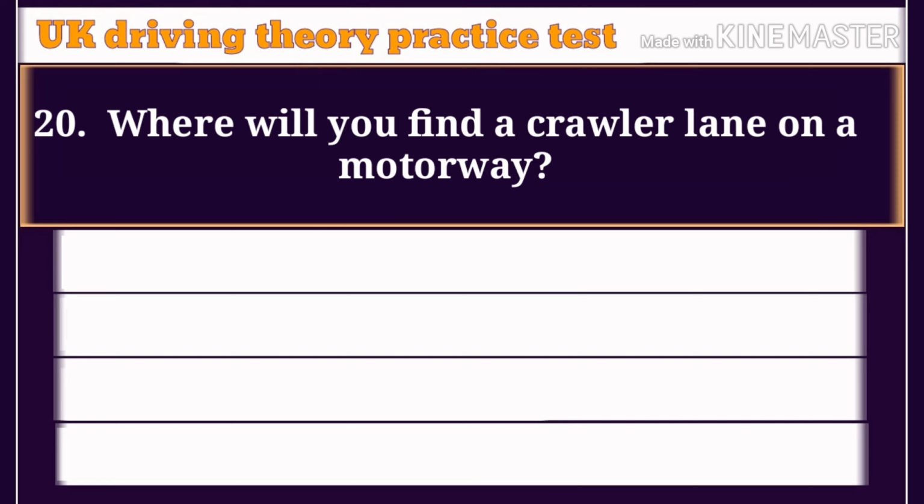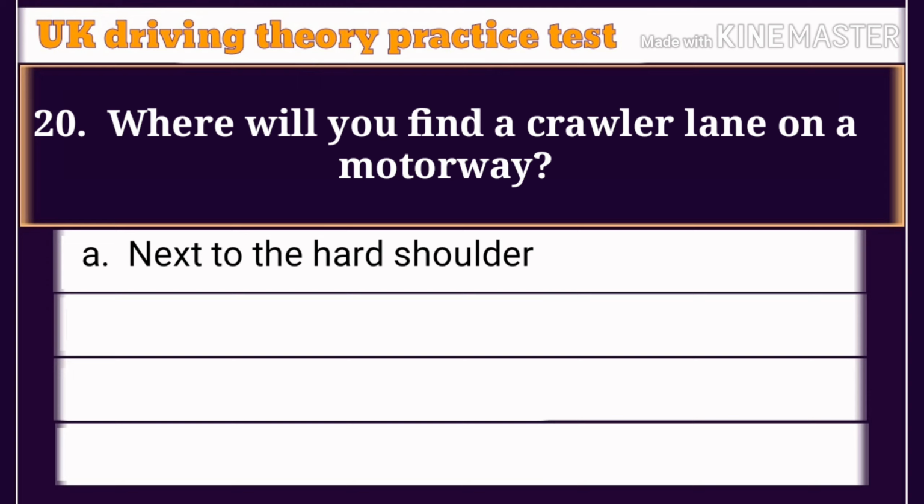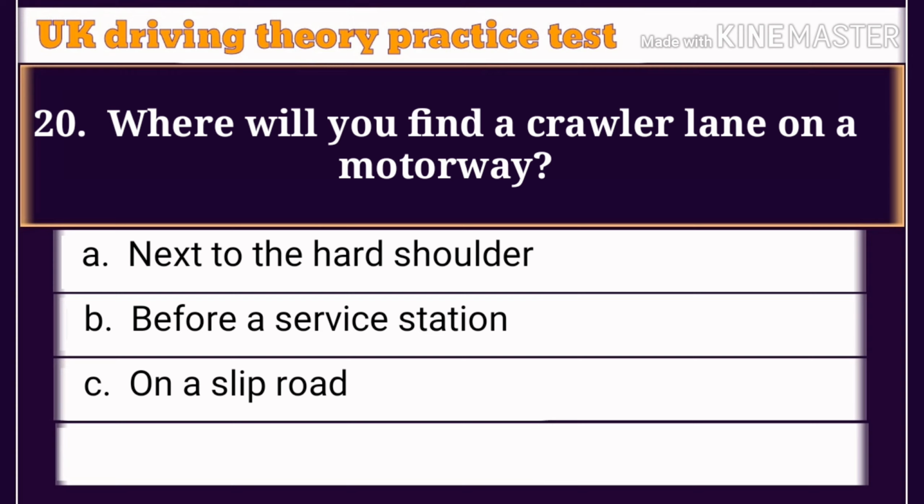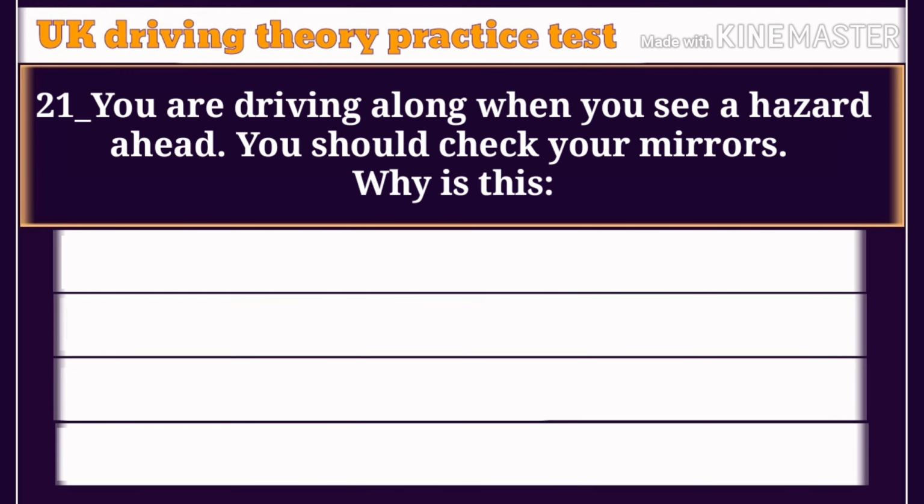Question 20. Where will you find a crawler lane on a motorway? A. Next to the hard shoulder. B. Before a service station. C. On a slip road. D. On a steep gradient. The correct answer is D. On a steep gradient.